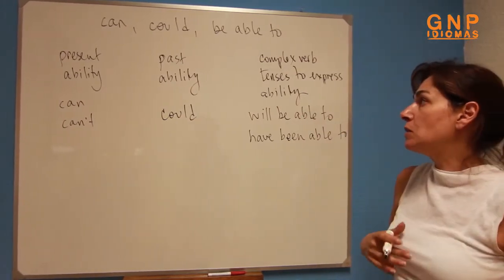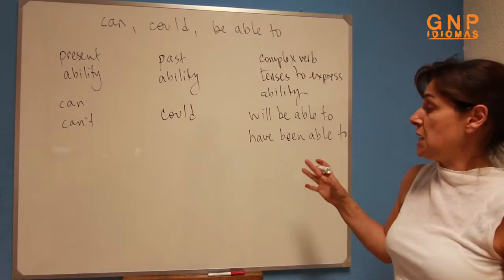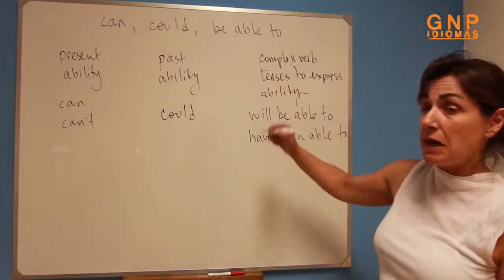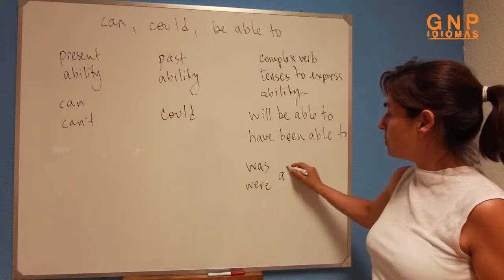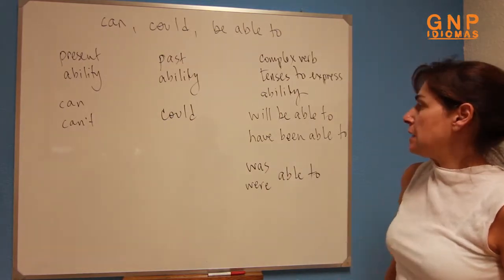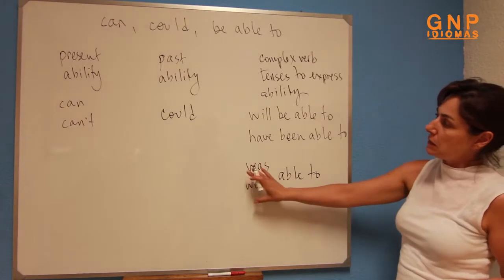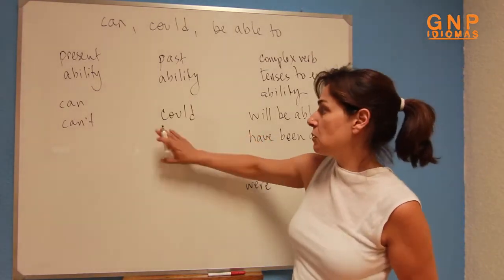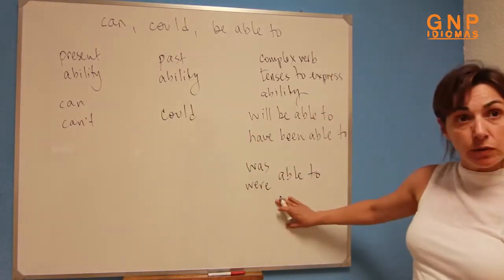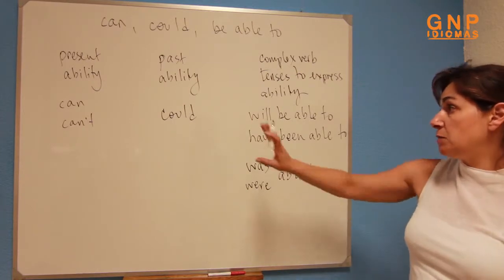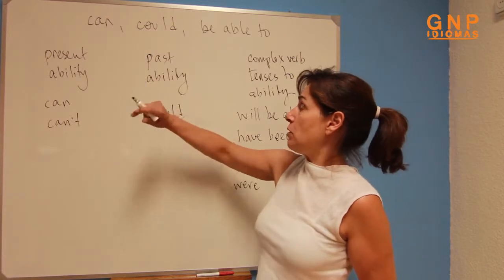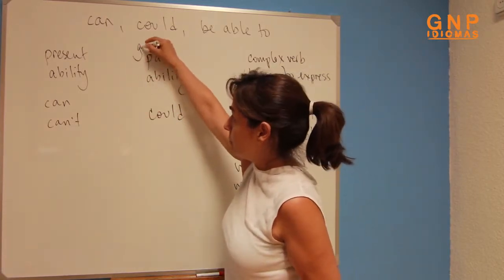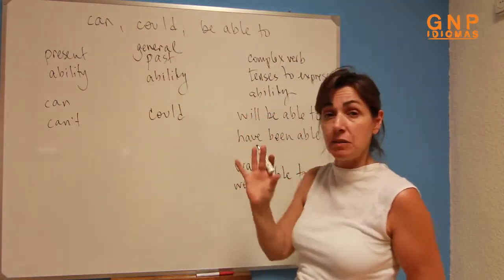All right? Now, the question that arises with be able to is that we also have this in the past, which is was and were able to. Now, if this is a past ability and this is a past ability, then when do I use could and when do I use was and were able to? That's the big question. This confuses students. Now, could is a general past ability. All right? It's a general past ability.